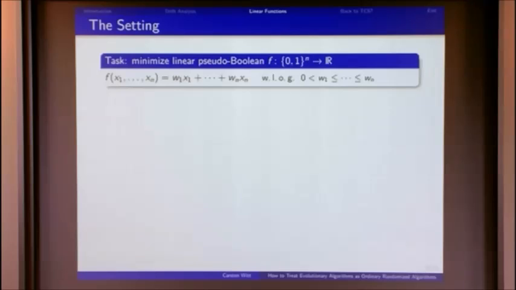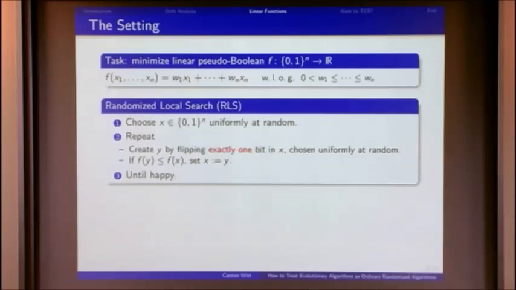We can consider, in addition to the 1 + 1 EA, another, even simpler randomized search heuristic called randomized local search, where the mutation is different. Mutation selects exactly 1 bit and flips it uniformly at random. So this can get stuck in the local optimum. The 1 + 1 EA, for comparison, would flip each bit independently with probability 1/n, or more generally with probability p. So we can flip many bits in a step. We can't get stuck in local optima.